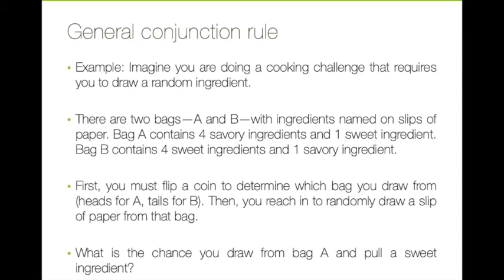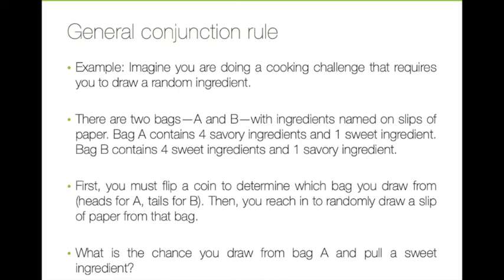You should already get the feel that whether you end up drawing from bag A or bag B is going to have an impact on how likely you are to draw a savory ingredient or a sweet ingredient, since savory ingredients are more likely in bag A and sweet ingredients are more likely in bag B. Now we can ask the following question. What's the chance you draw from bag A and pull a sweet ingredient?